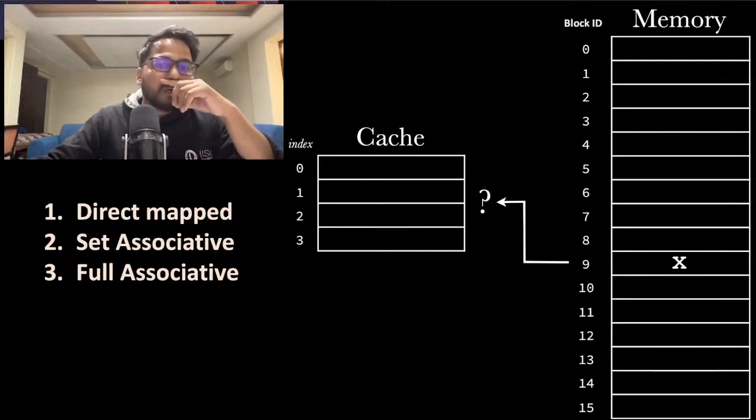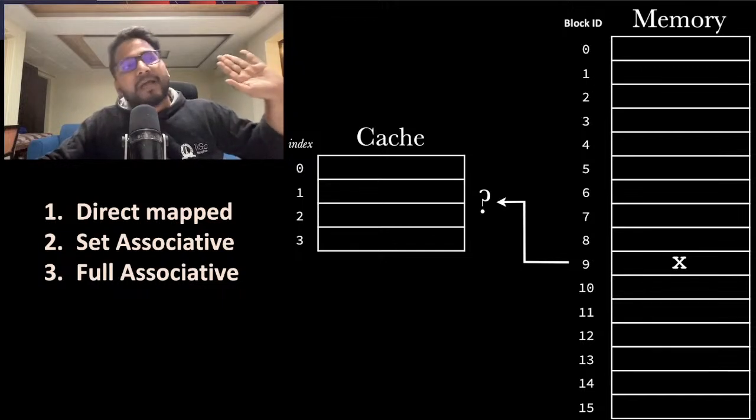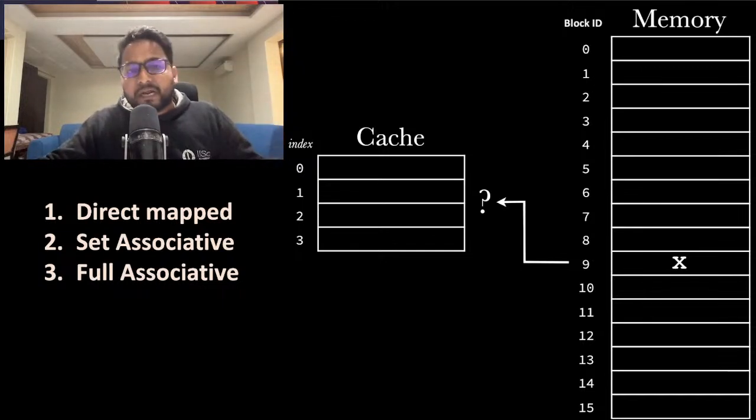Then in which cache line it will go? Okay, so this is the question that I want to answer. And that has been answered using 3 ways. By the way, what do you think? That this 9 should go to 0, 1, 2, 3? I mean, there has to be some fixed mapping. Which means later on if someone asks me, there has to be some formula or something, right?